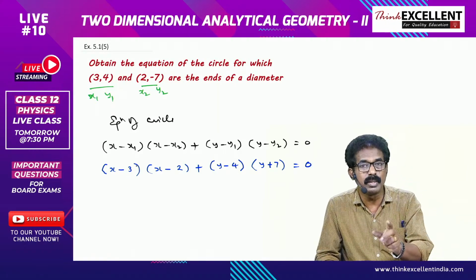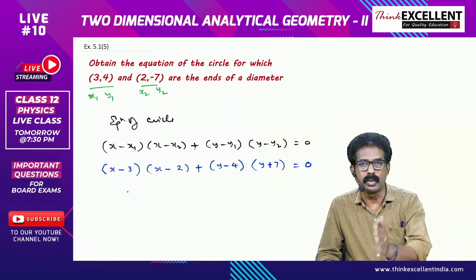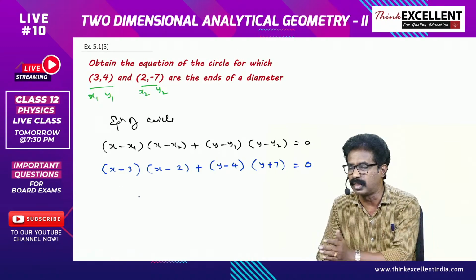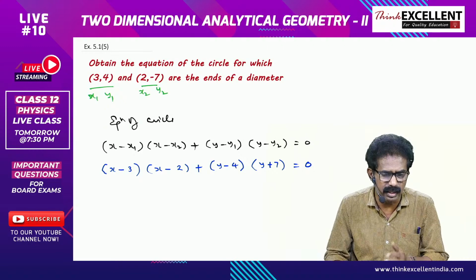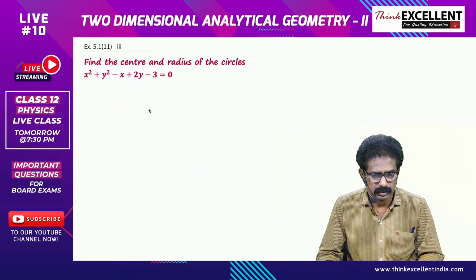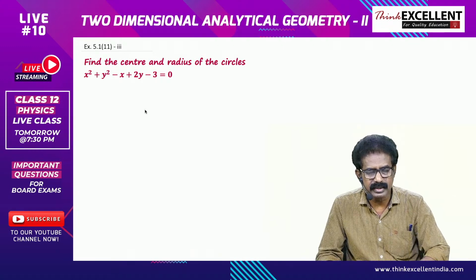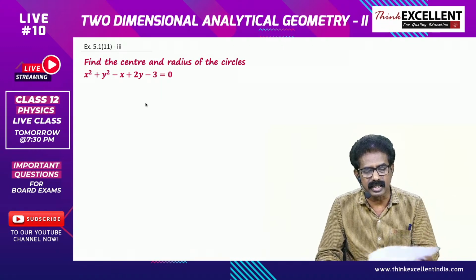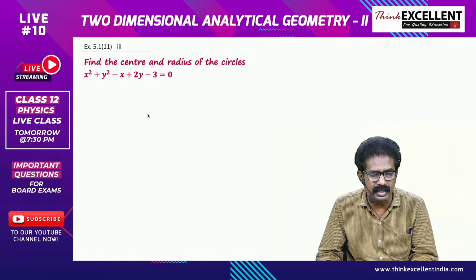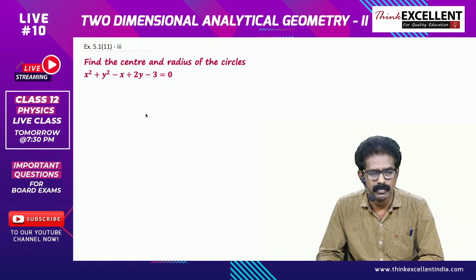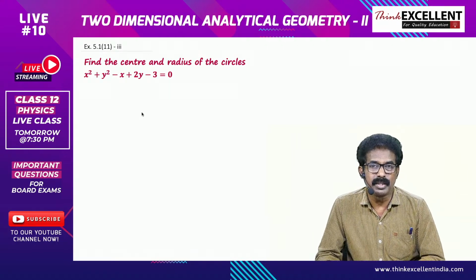When writing the final answer, write in this order: x square, y square, x, y, constant equal to 0. Okay, you can complete. These are all direct questions. Okay, see the next question. Find the center and radius of the circle. To find the center and radius, you need 3 letters.